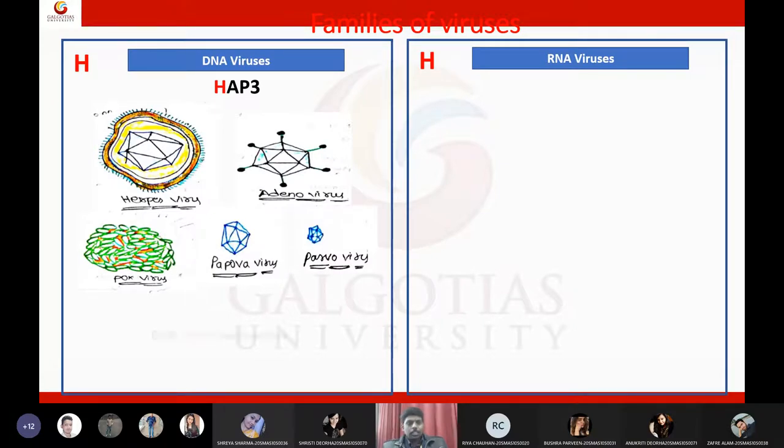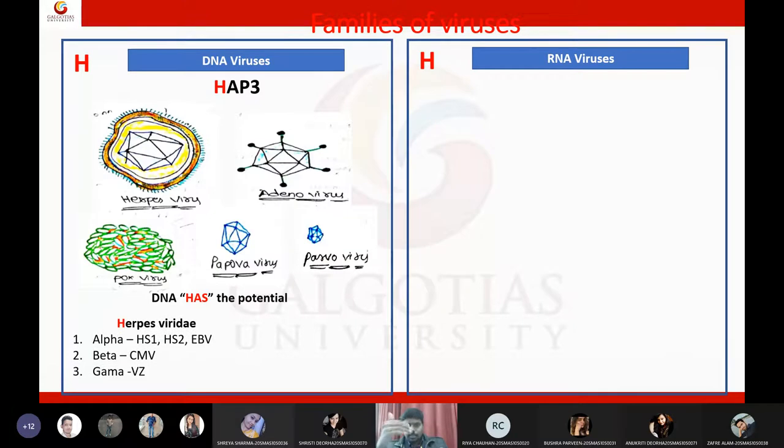And what is the mnemonic for the individual viruses? It is HS, okay, HS. H stands for Herpesviridae. Can you tell me the Herpesviridae viruses? So we have three classes: alpha viruses, beta viruses, and gamma viruses. In alpha, we have HSV1. What is the full form of HSV1? Herpes simplex 1, okay, herpes simplex 1.